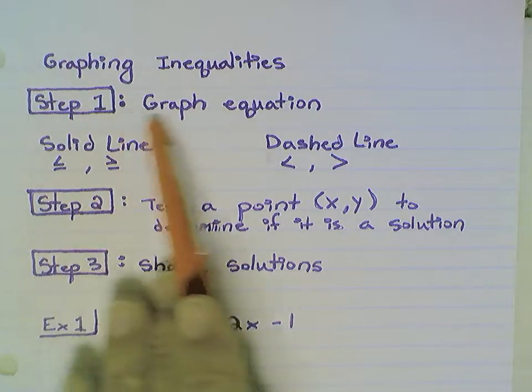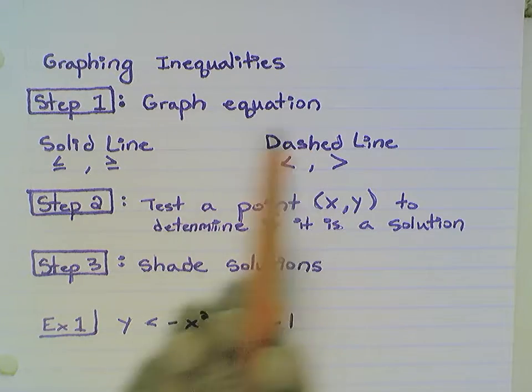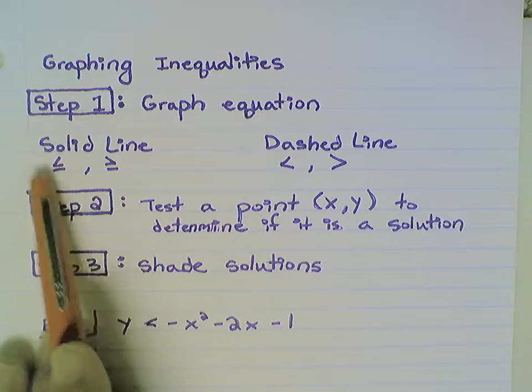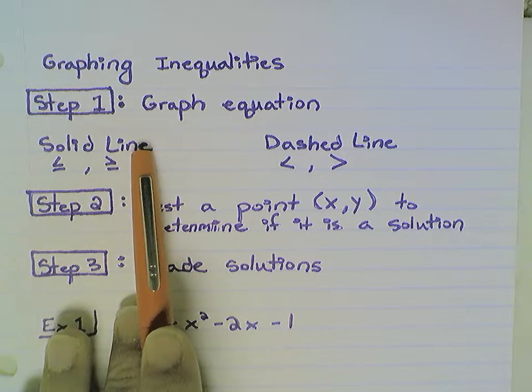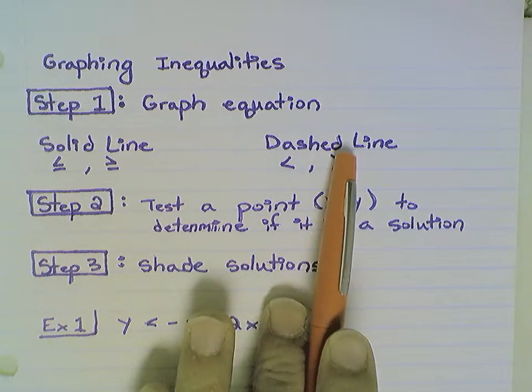So step one is to graph the equation, but you need to know what kind of line to use. Anytime you have a less than or equal to, or greater than or equal to, if it's got the equal to sign, you're going to have a solid line. And if you don't have the equal to sign, you're going to use a dashed line.